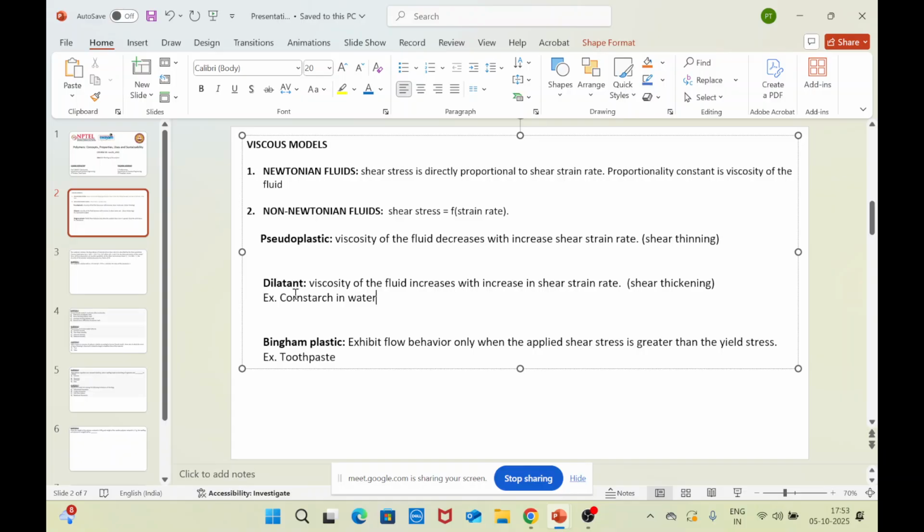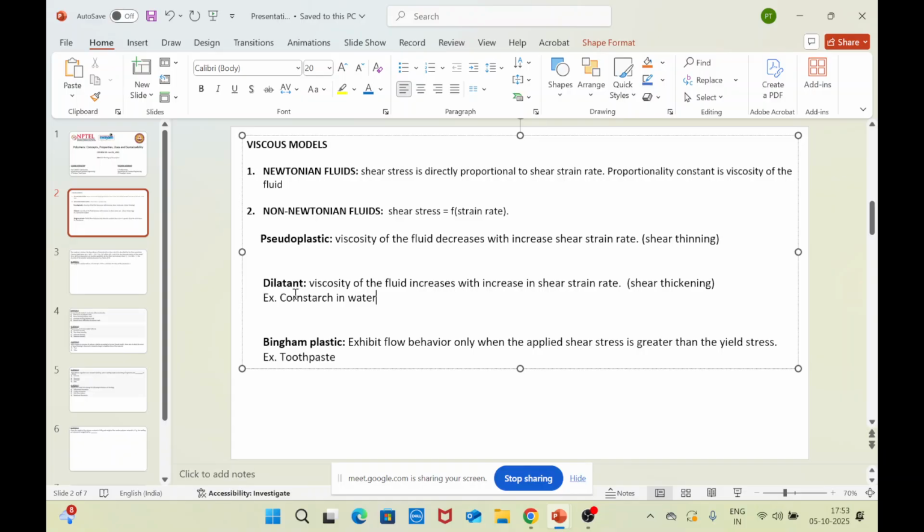Since a larger amount of particles are going to form as you keep on increasing the force that you apply onto the system or stir, the speed, if you keep on increasing with time, then many of these cornstarch particles in the water are going to agglomerate, forming clusters, due to which the viscosity is going to increase. So this is the classic example of a dilatant fluid.